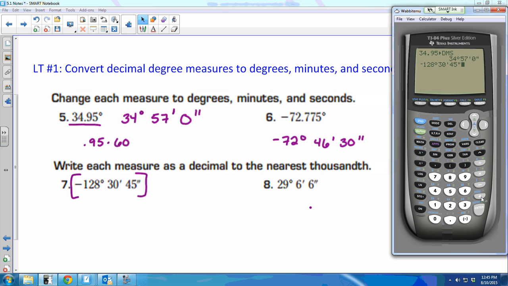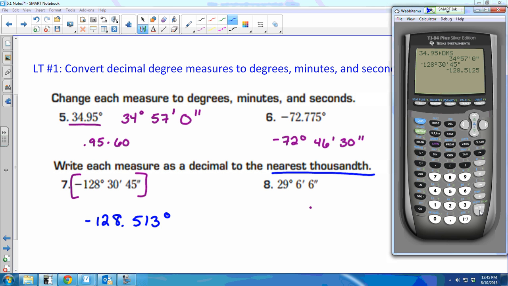So then you hit enter, and it gives you the decimal. So negative 128.51. It says round to the nearest thousandth, so 513 degrees. So go ahead and do the second one just to familiarize yourself with those buttons.